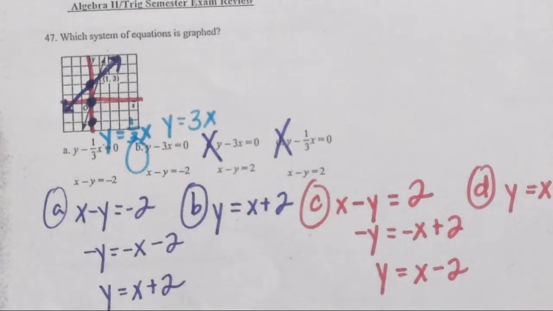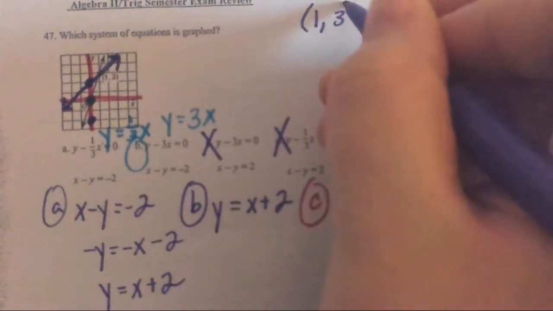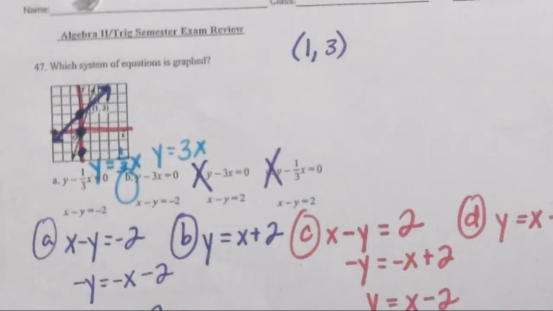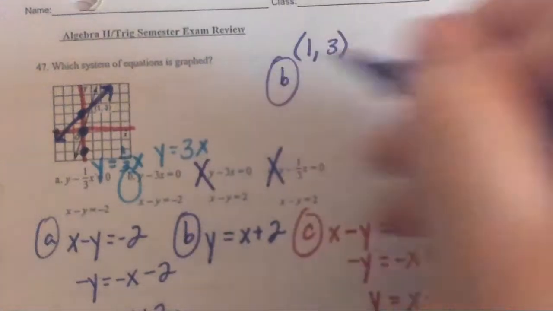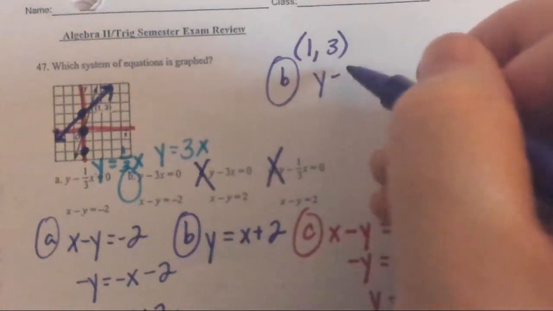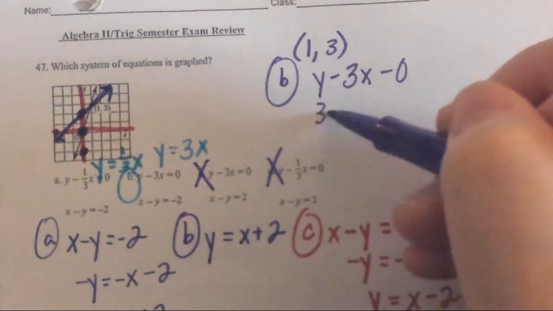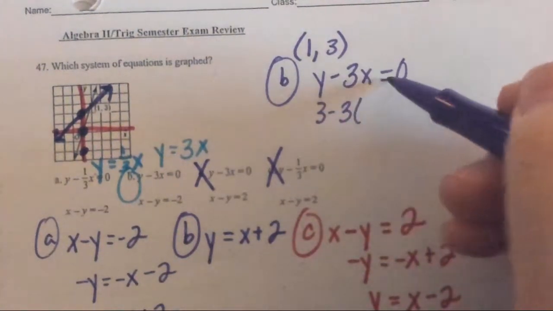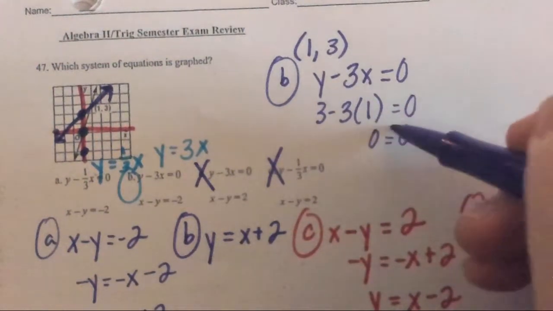That's a little disturbing. There is a way faster way to work this problem. The solution, 1, 3, where those two lines cross, should also be a solution to both equations. I'm going to cheat since I know the answer is B. So the top equation was y minus 3x equals 0. If I plug in 3 for y, 1 for x, I end up getting 3 minus 3. Well, that's true. 0 does equal 0.